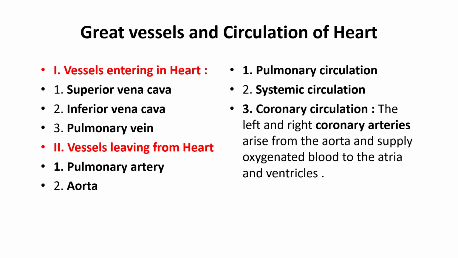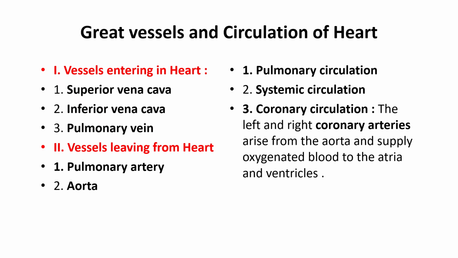Systemic circulation is between the body and the heart. The vena cava, that is the superior and inferior vena cava, carry deoxygenated blood from all body parts to the right atrium. And the aorta carries oxygenated blood, it leaves from the left side of the heart, that is the left ventricle, and gives the oxygenated blood to all body parts.